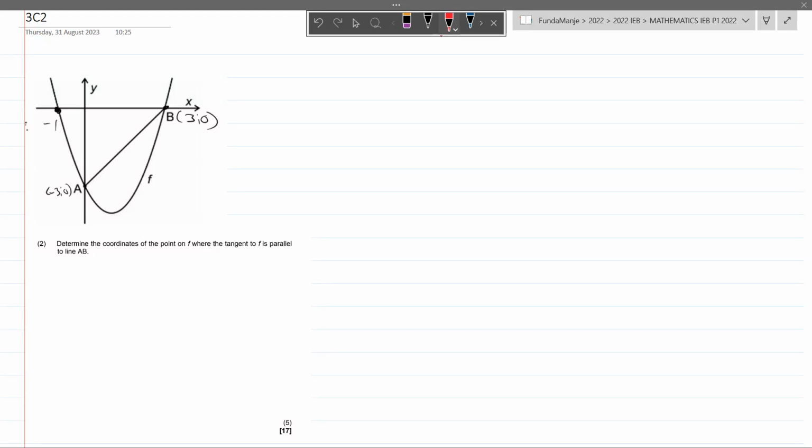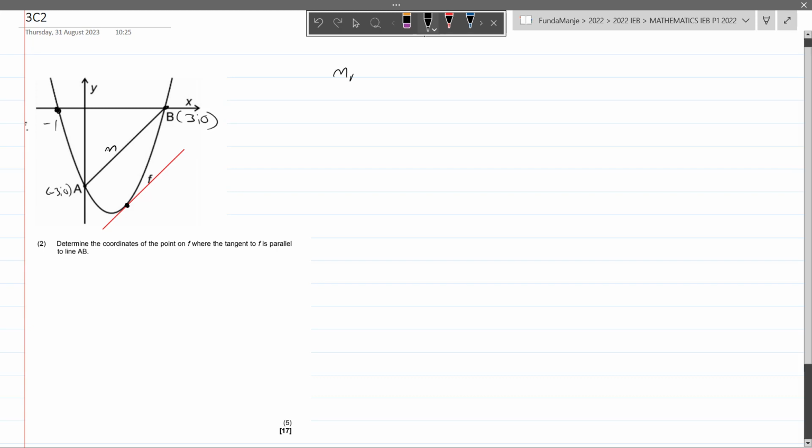Question 3C2 says, determine the coordinates of the point on F where the tangent to F is parallel to the line AB. So if the tangent is parallel to the line AB, then it would be a line that is something of this sort. So we are looking for the coordinates of that point where that line would be a tangent. And in order to do so, we first need to get the gradient of this line.